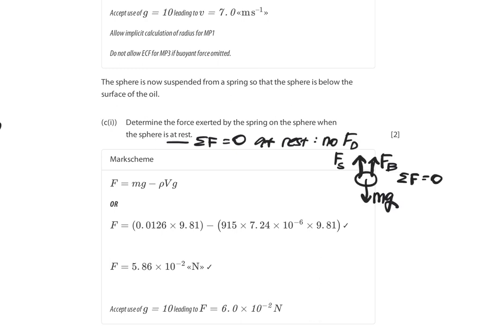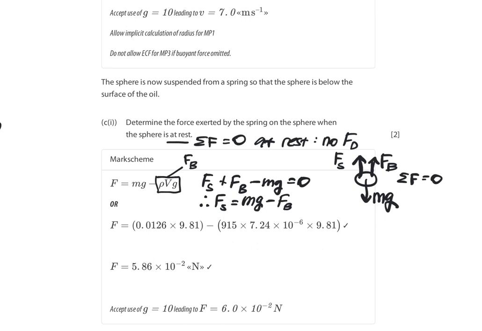And so what we have here is mg for the sphere pulling downward. We have the buoyant force opposing, pushing upward because of the pressure. I think that's Archimedes' principle. Anyway, from the buoyant force, and then the spring is doing the rest of the vertical holding, taking care of the rest of the upward vertical force. And so we want to solve for the force of the spring.